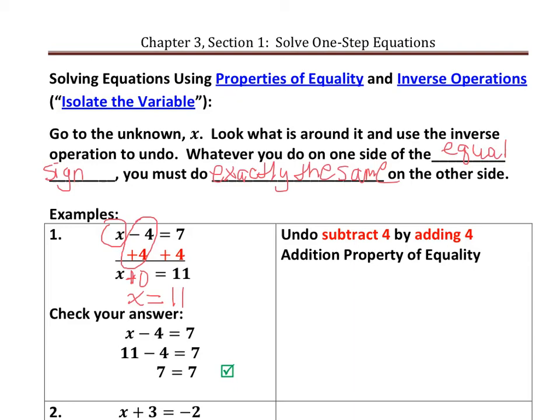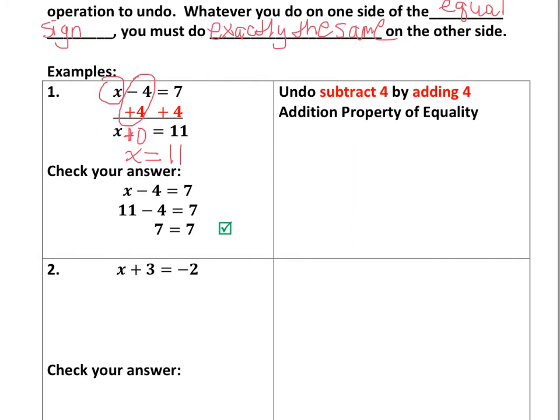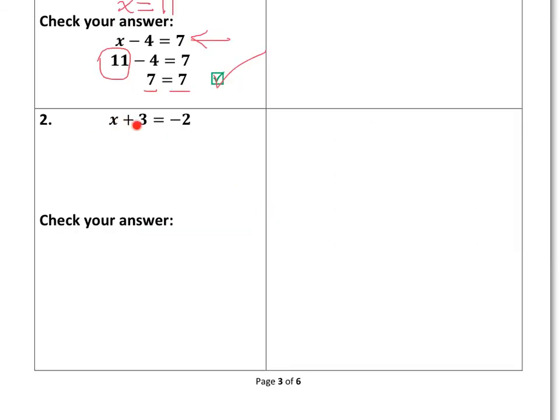Now how can we check our answer? We can substitute back in x equals 11 into our original equation. So I'm going to get rid of the x. I'm going to substitute in 11 to see if I have equality. So 11 minus 4, I'm hoping equals 7. And 7 does equal 7. So we have equality.